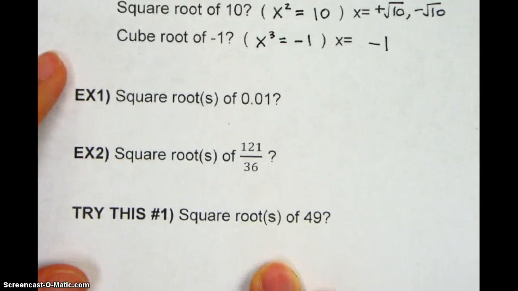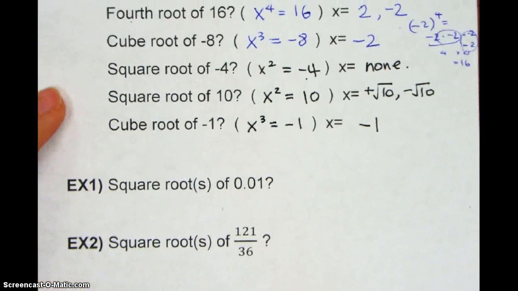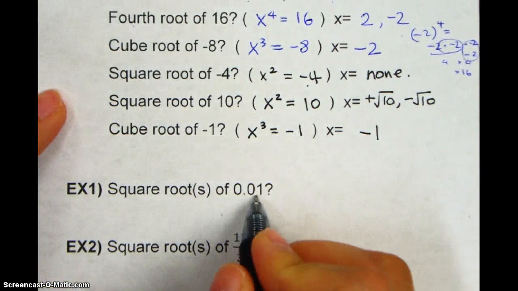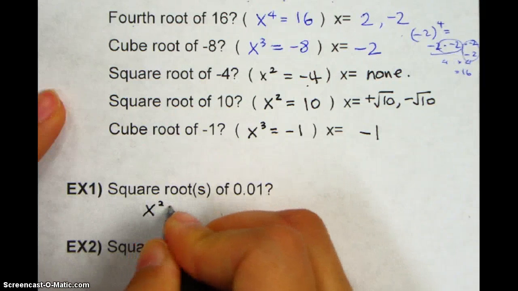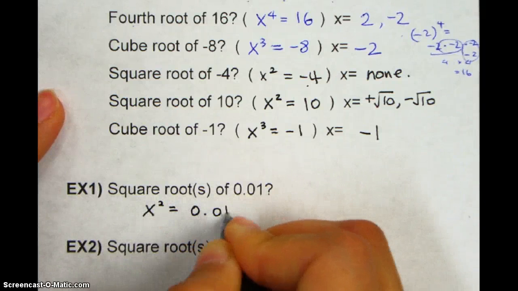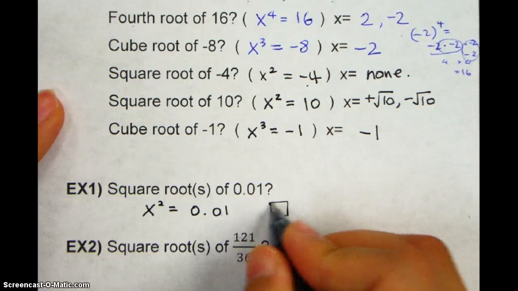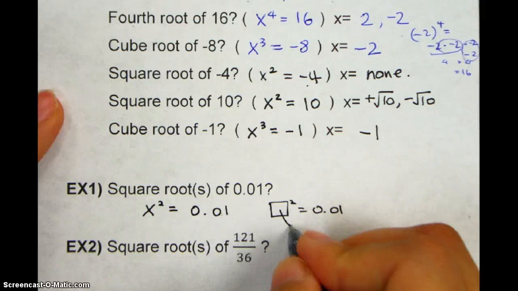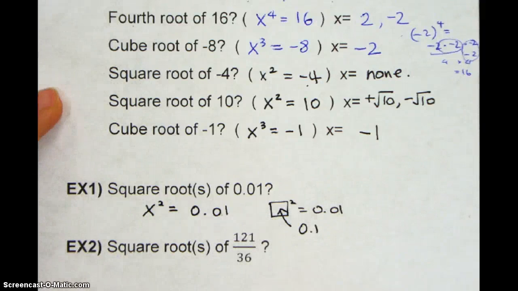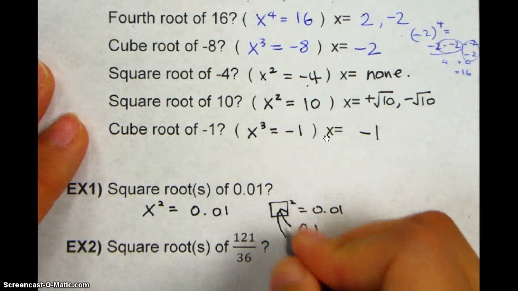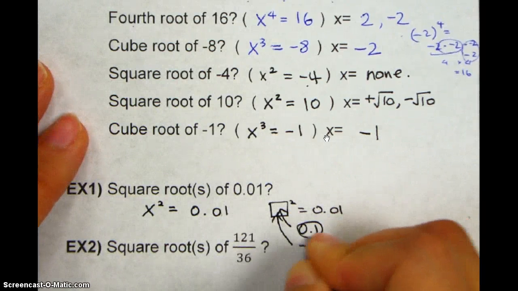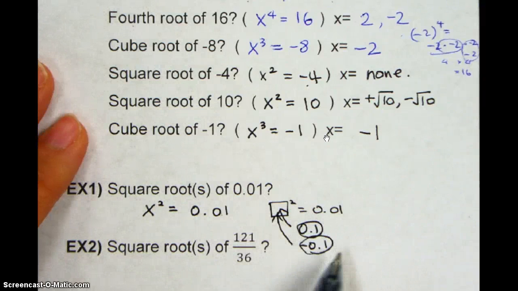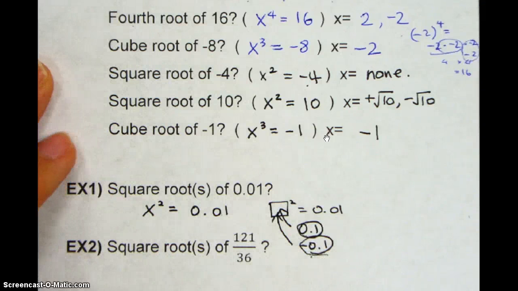Okay, let's go over these two examples. Square root of 0.01 means a number squared equals 0.01. What number, if you square it, you get 0.01? Well, that's 0.1, right? 0.1 times 0.1 is 0.01. Also, if you square negative 0.1, you still get 0.01 because it's second power, so the negative disappears. So we have two answers.